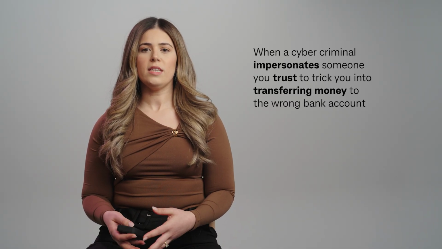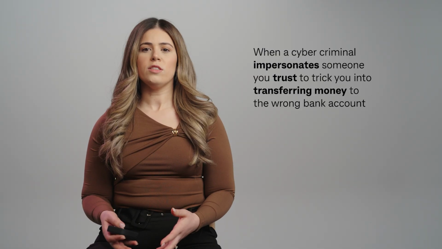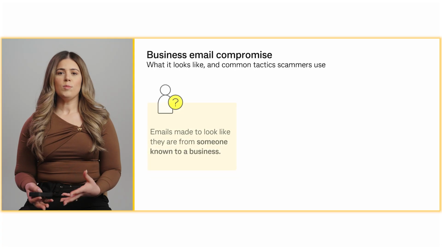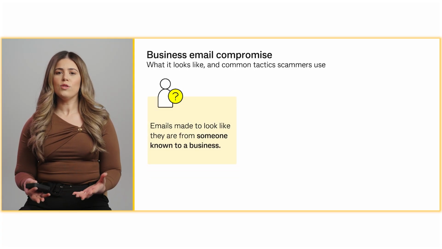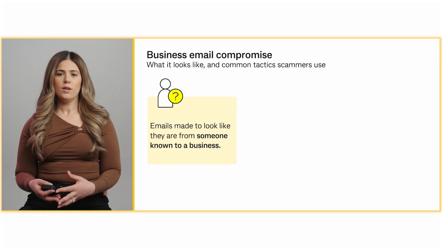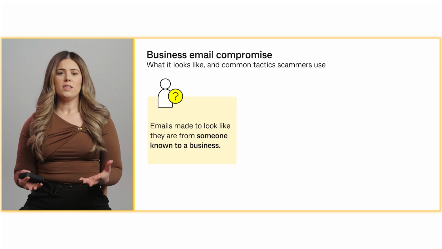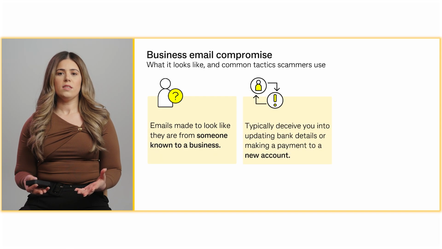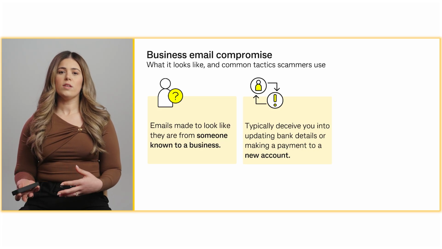Business email compromise scams occur when a cybercriminal impersonates someone you trust to trick you into transferring money to the wrong bank account. These scams are often simple in appearance, but the consequences are serious. So what does it typically look like? Scammers send emails that appear to come from a known or trusted contact, such as an employee or member of senior management, a supplier, a customer, or a service provider. The email may request that you update bank account details or make a payment to a new account, one controlled by the scammer.